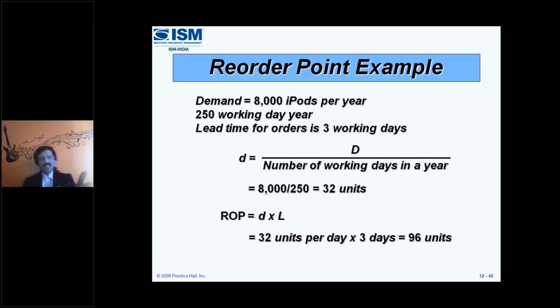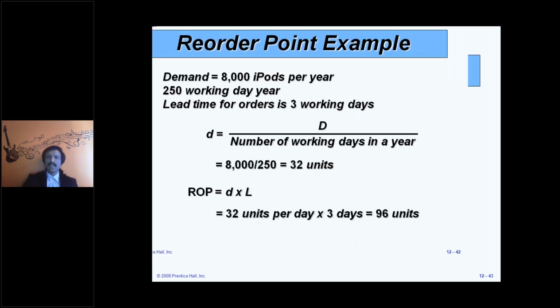Again, with an example of the reorder point: if your yearly demand is 8,000, you have 250 working days in a year, and your lead time is, say, 3 days, then your daily demand comes to 32 units and your reorder point becomes 96 units. So at 96 units, you must place an order of the economic order quantity which has been derived.